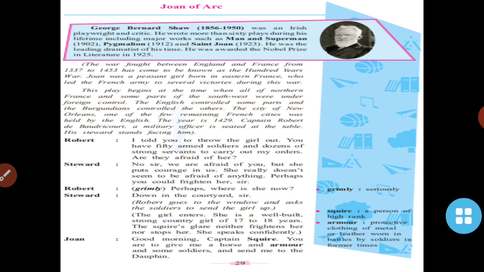Good morning, Captain Squire. You are to give me a horse and armor, and some soldiers, and send me to the Dauphin. Now what is the armor here? A protective covering of metal worn by soldiers in battles in former times. When people went to war in the past, about 100 years ago, soldiers wore some kind of metal clothes on their body, so that is called armor. Joan is asking the captain to give her the horse and that kind of metal clothes, and some soldiers, and to send her to the Dauphin.